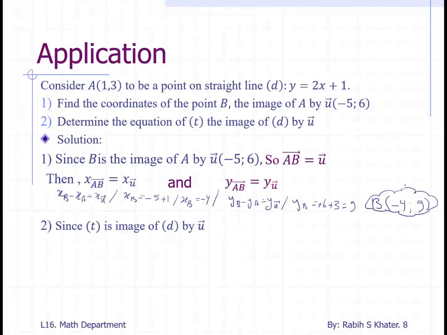Now, let's move to part B. Determine the equation of T, the image of D, by u. Okay, since T is the image of D by u, then we can say that straight lines D and T are parallel. So T is parallel to straight line D. What does that mean? It means that the slope of straight line T equals the slope of straight line D.